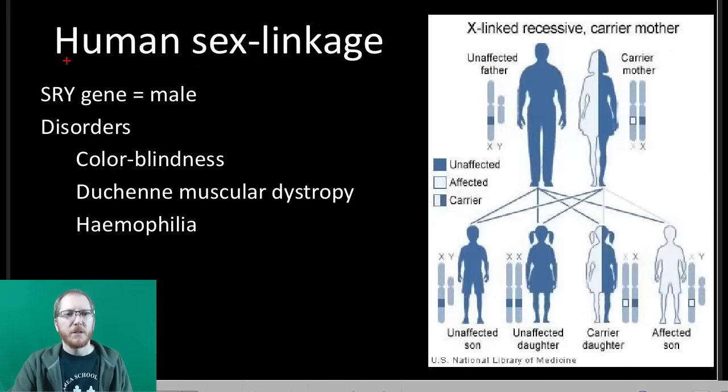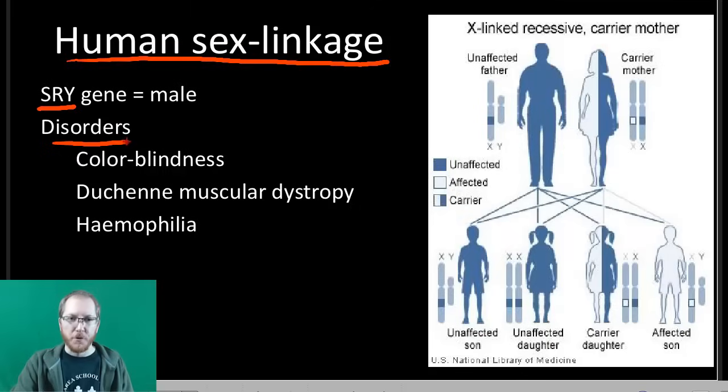Now in human sex linkage, there's several kind of cool things that we have disorder-wise. Cool, I use as interesting. First of all, I just love this because the gene that's on the Y chromosome that makes you male, that ultimately codes for you to develop testes, etc., is the SRY gene, which I always call the SARI gene. So the SARI gene is what makes you male.